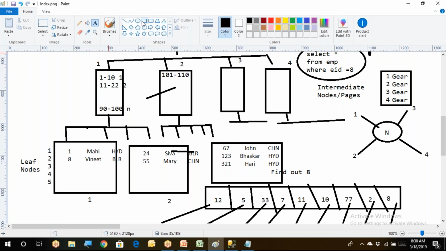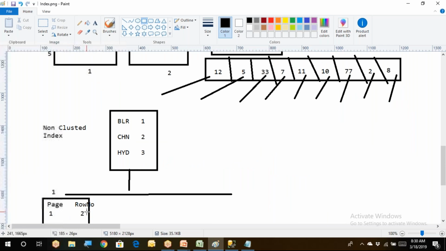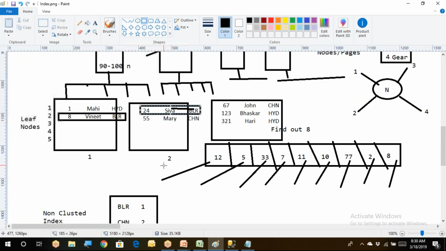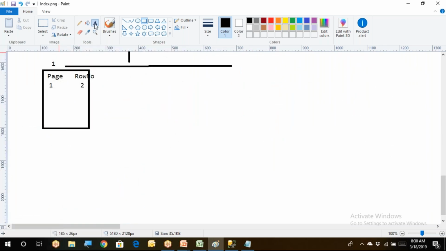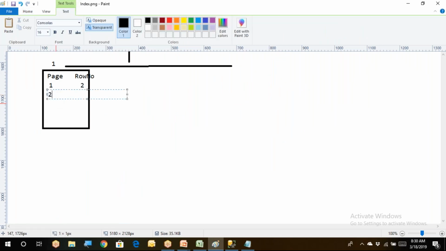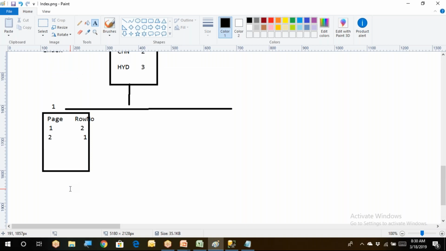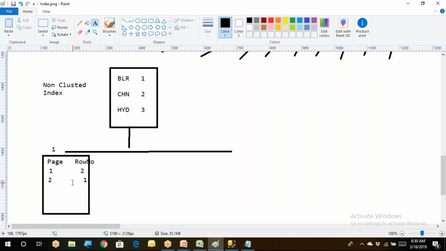Now, I would like to get only the Bangalore data. Bangalore data is here, and here, and not there. So it says page number 1, row number 2, and again page number 2, row number 1, where the Bangalore data is available. It's going to be creating entries like this.